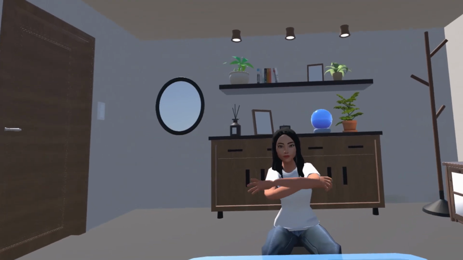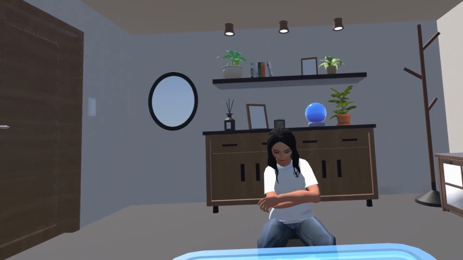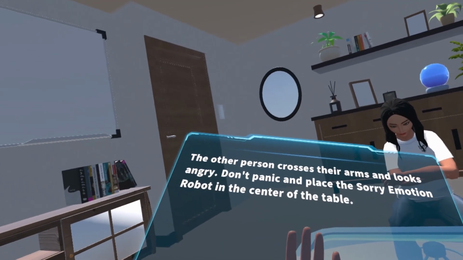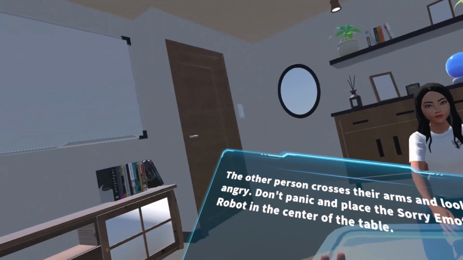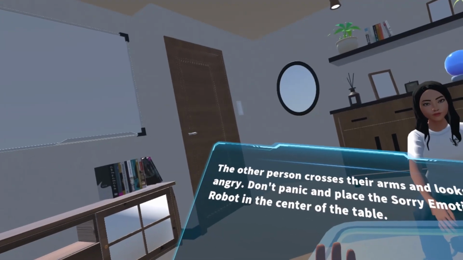This is so unfair. I'm really mad right now. The other person crosses their arms and looks angry. Don't panic and place the sorry emotion robot in the center of the table.